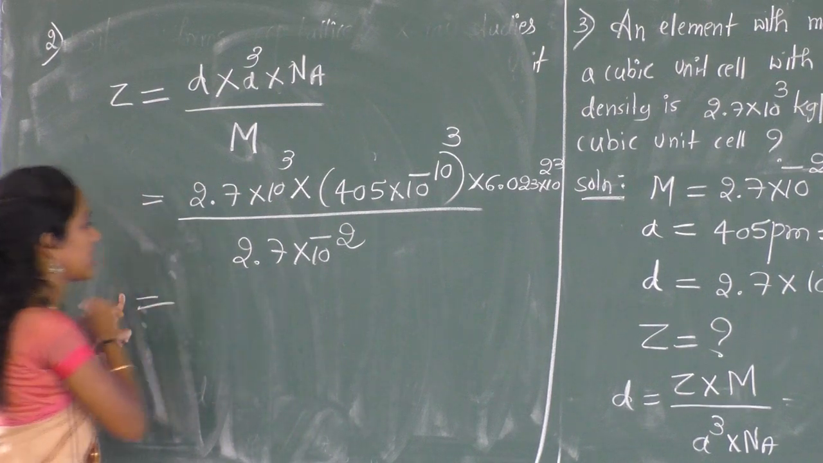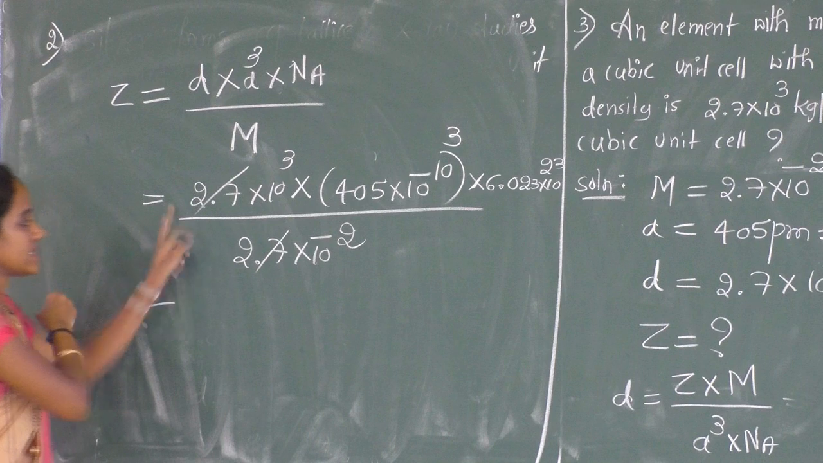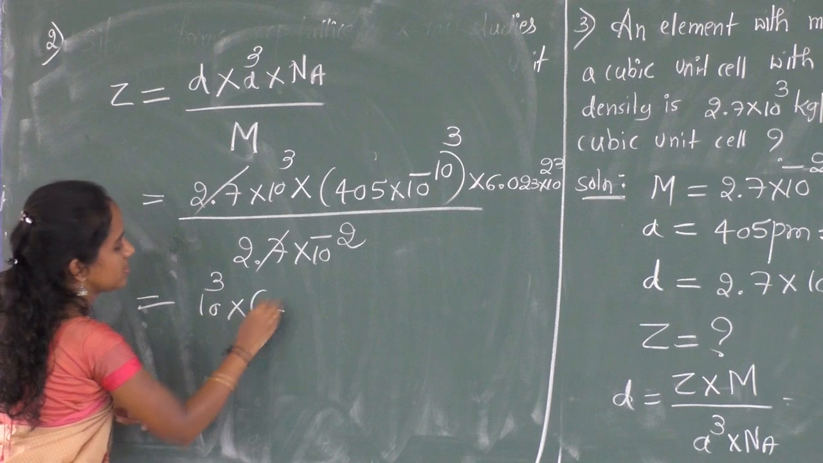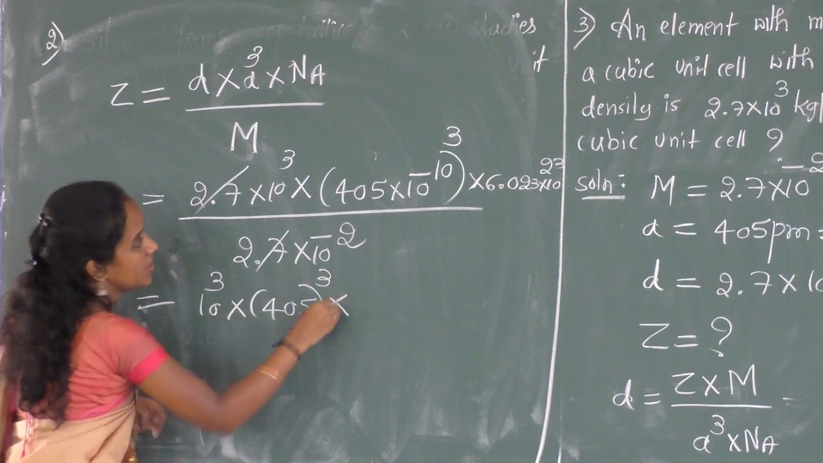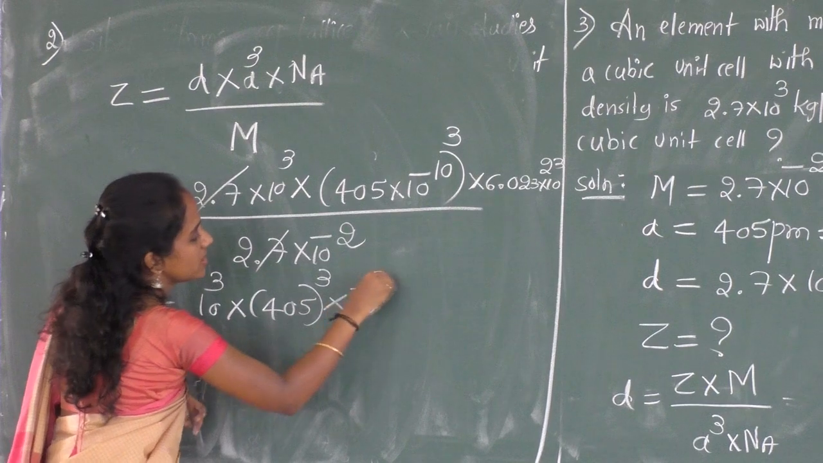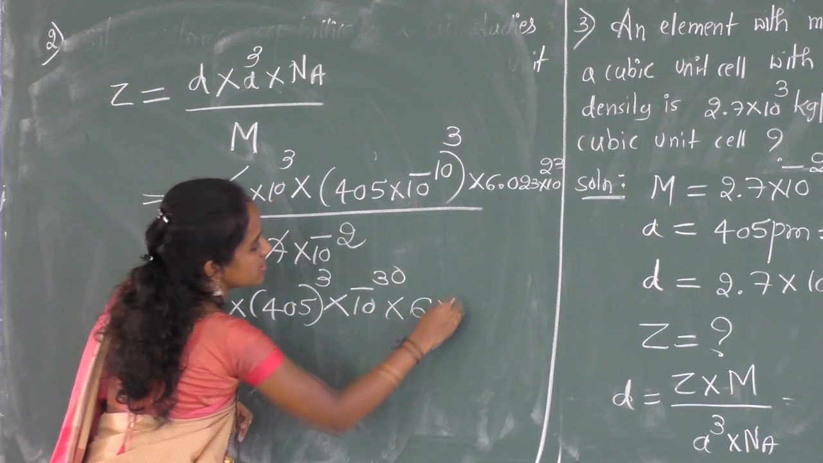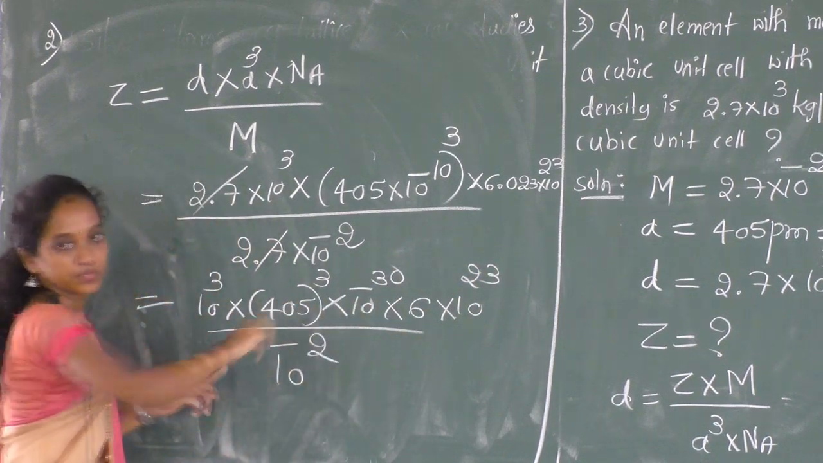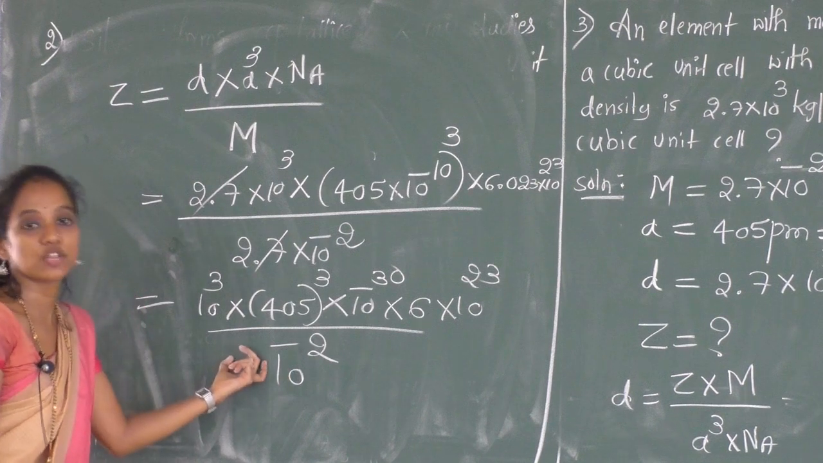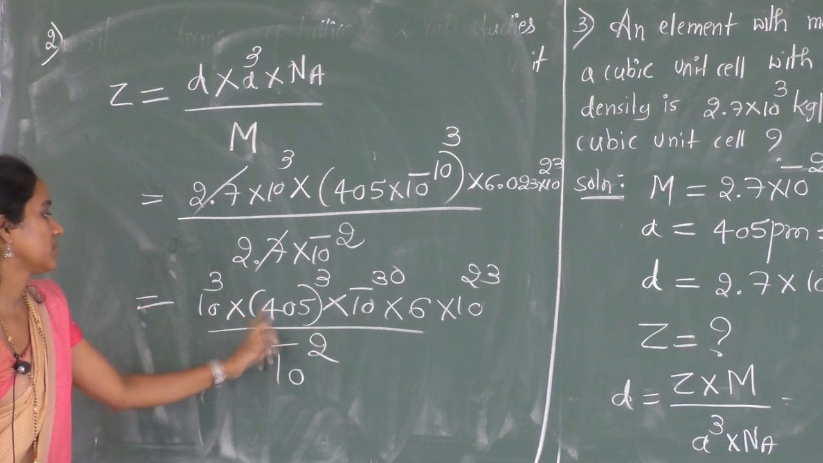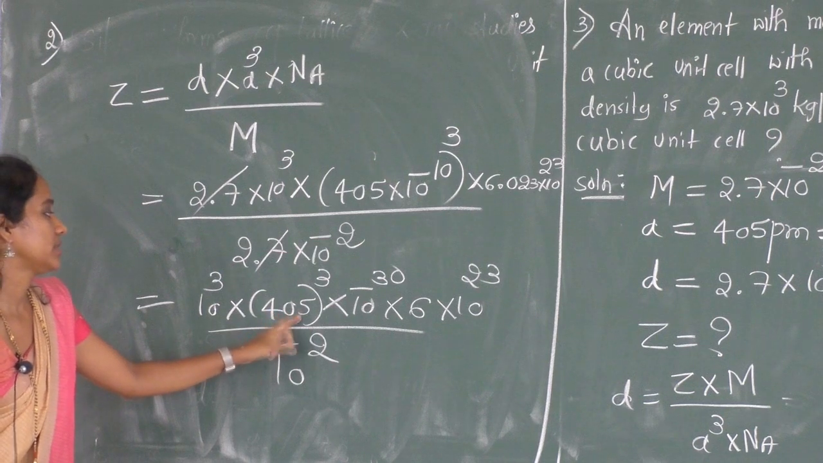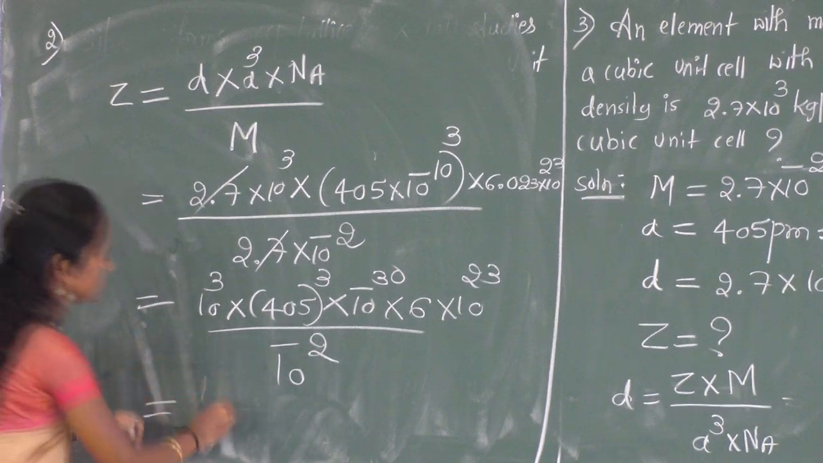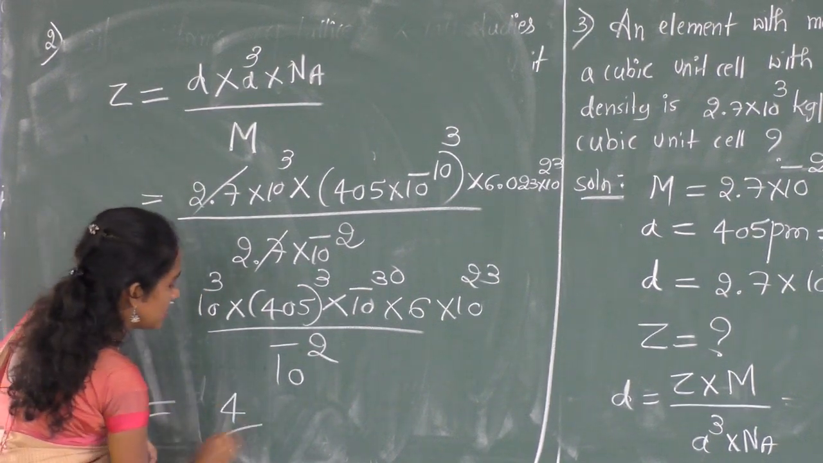So now you can do the calculation. See here 2.7 gets cancelled with each other and 10 to the power 3, next 405 cube into 10 to the power minus 10 into 3, 6.023 into 10 to the power 23 divided by 10 to the power minus 2. Do the calculation here, simplify it. So what is the answer? 405 cube. So you'll get here Z value 4.